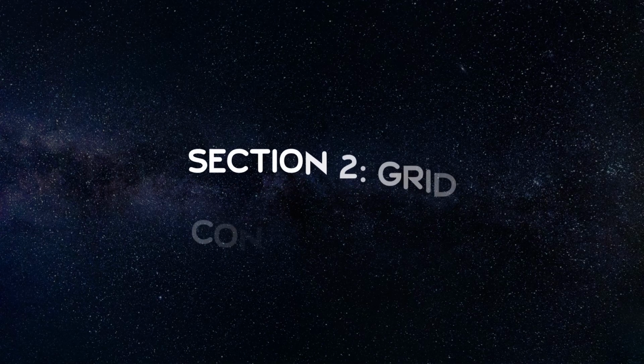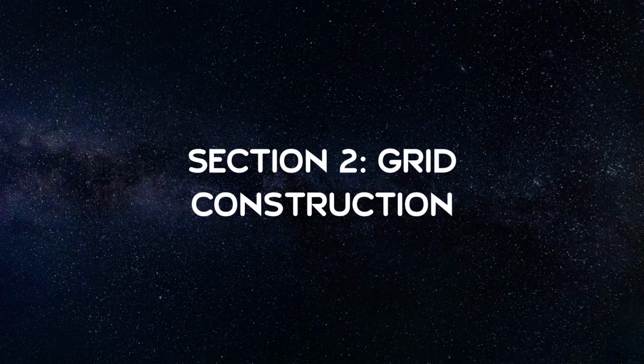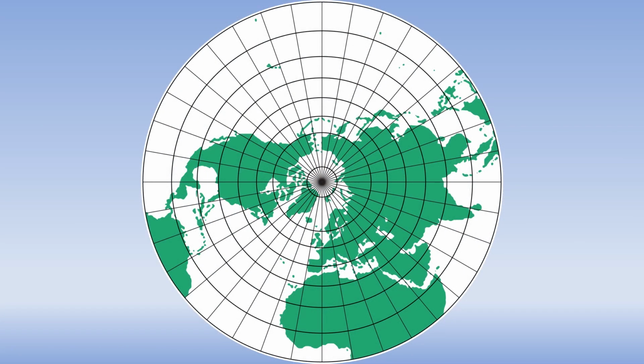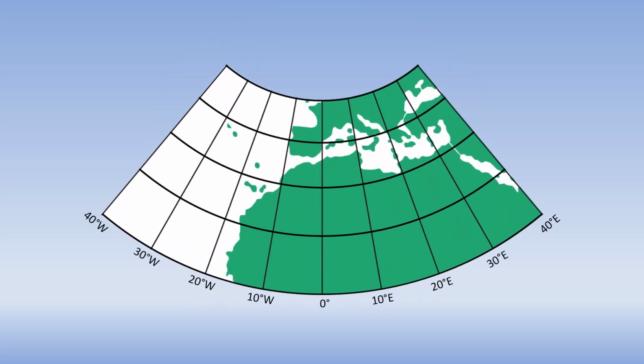Section 2. Grid construction. On the screen is a polar stereographic map. Grid is usually overlaid over polar stereographic and Lambert conformal map. I will use a portion of the polar stereographic map to explain grid construction. The direction of true north is toward the center of the map, as shown by the red line.